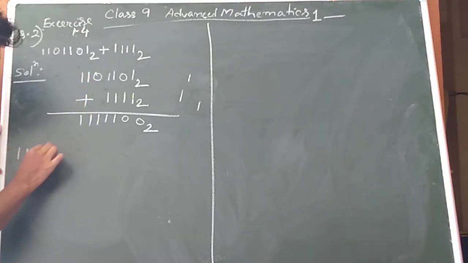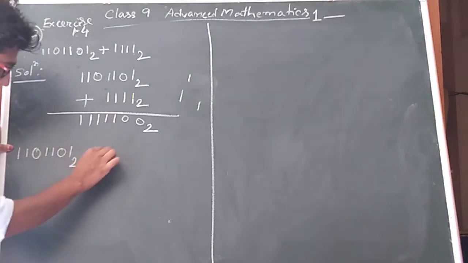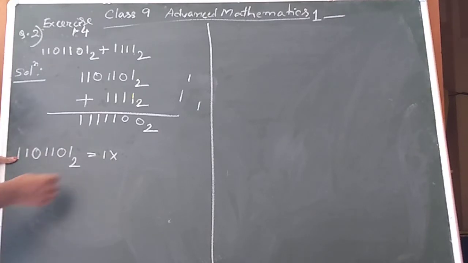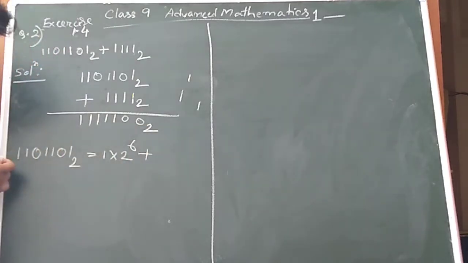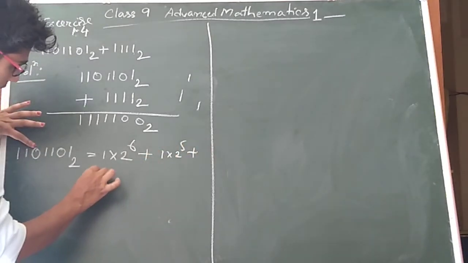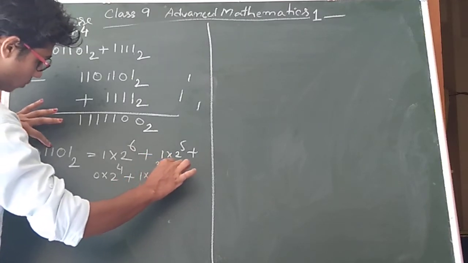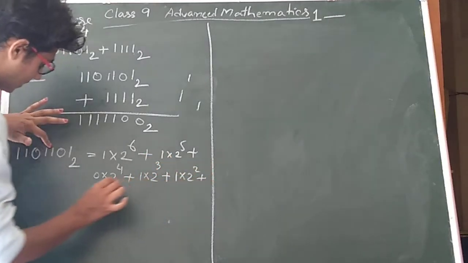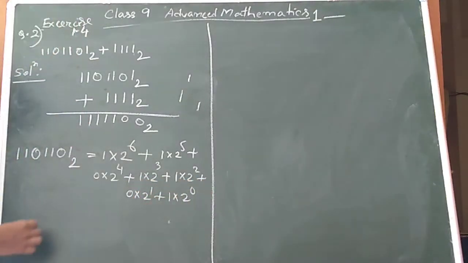So we are going to convert this number to decimal form: 1101101 base 2. How to convert? You know about that. From the left side, this 1 into 2 to the power 6, because there are 6 places after this one. The powers decrease from left to right: 1 into 2 to the power 5 plus 0 into 2 to the power 4 plus 1 into 2 to the power 3 plus 1 into 2 squared plus 0 into 2 to the power 1 plus 1 into 2 to the power 0.